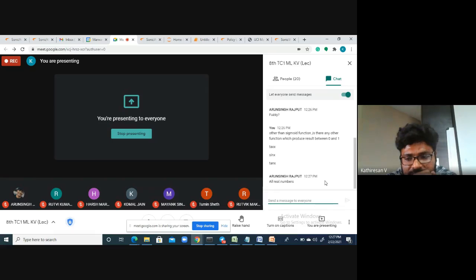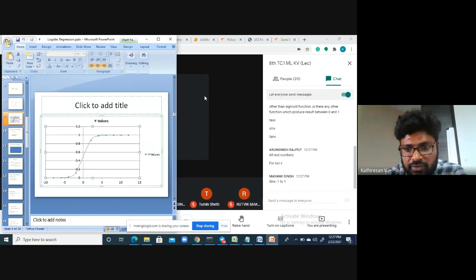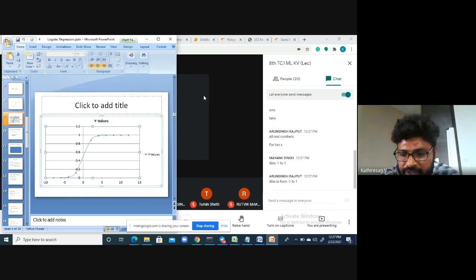All real numbers. Let me check for tan x. Here I have sin x, minus 1 to 1. Sin x is minus 1 to 1. Mayank is telling sin x is minus 1 to 1, so we can't go with minus 1 to 1. Arun is also telling.